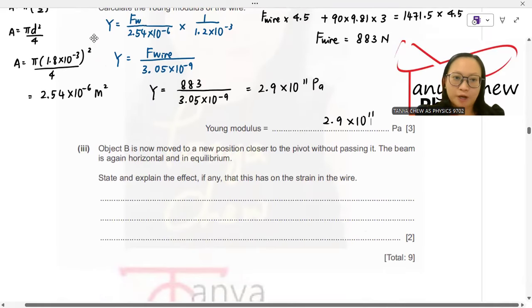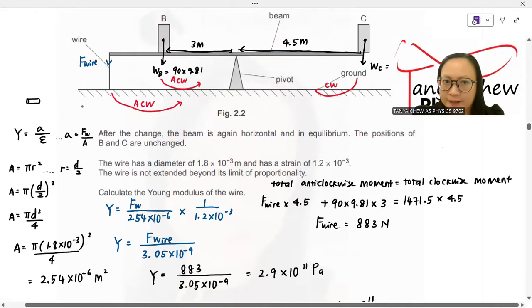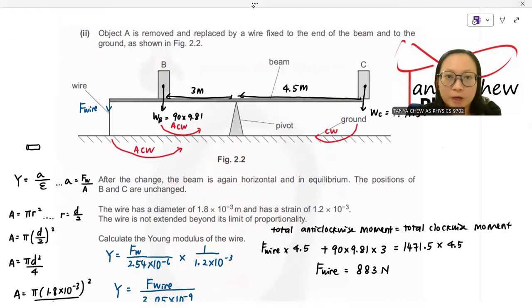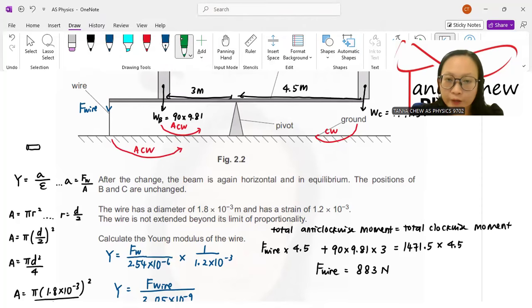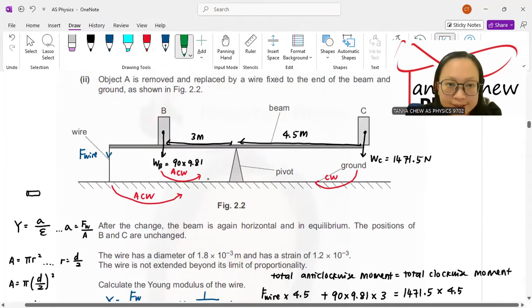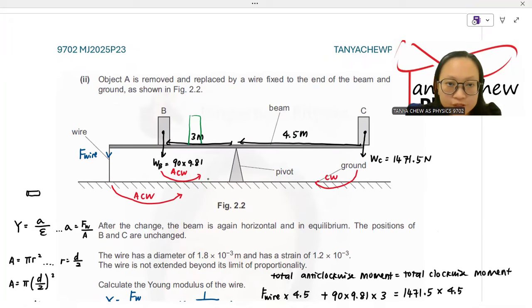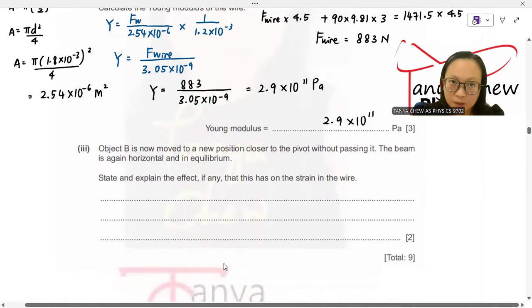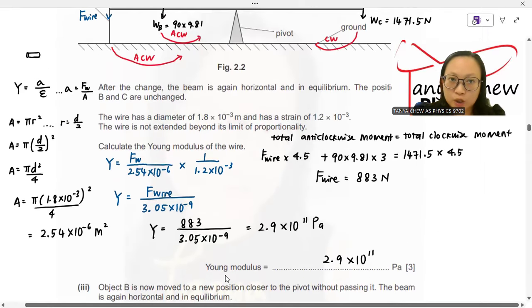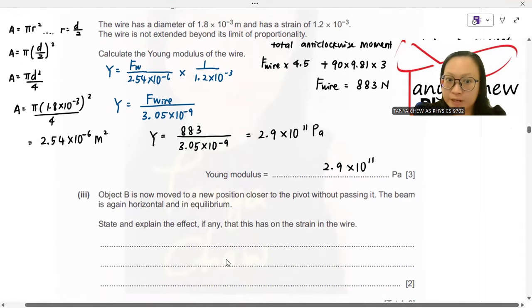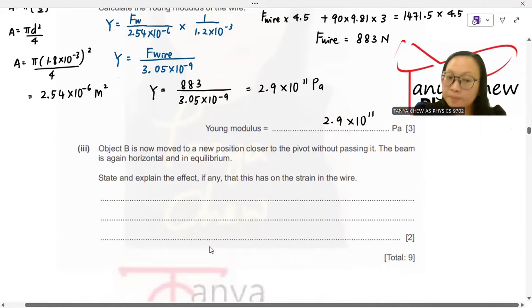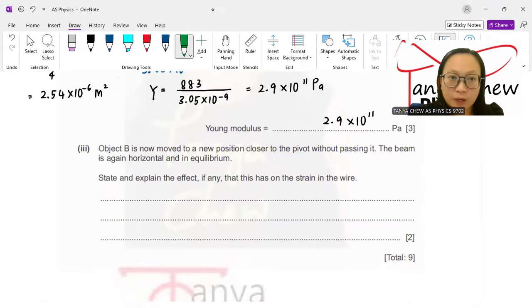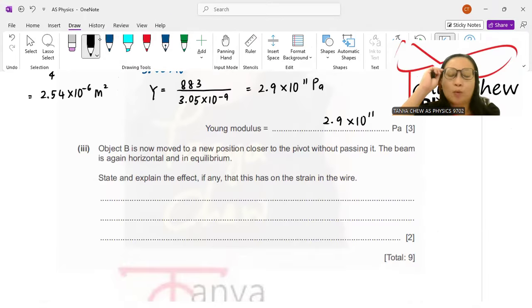Now the second part, object B is now moved to a new position closer to the pivot without passing it. Oh, that means object B is here. Okay, I'm going to draw it. So let's say closer towards the pivot. Can you see? When B is moving closer towards the pivot, the perpendicular distance of B is decreasing. So the anti-clockwise moment produced by B is also decreasing. Right, but the beam is again horizontal. That means it has something to do with the wire.